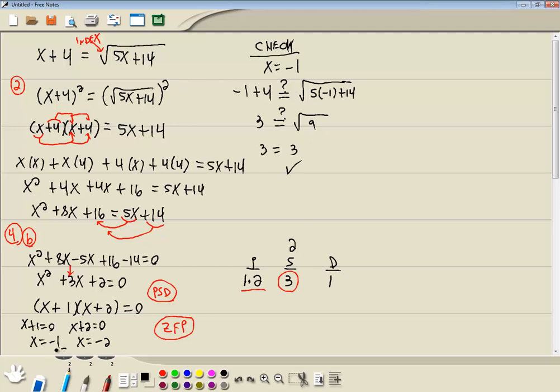So that answer works. Well, let's check the x equals negative 2. We'll plug negative 2 in everywhere we have an x. So we got negative 2 plus 4. And this is a question mark. We're wondering if that's equal. And we got square root of 5 times negative 2 plus 14. Negative 2 plus 4 is 2. We're wondering if that's equal. 5 times negative 2 is negative 10, plus 14 is 4, so we've got square root of 4. And square root of 4 gives us 2, so that one checks. So both of those are our answers for this problem.